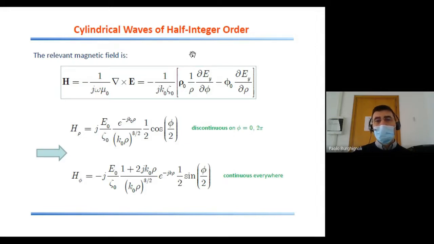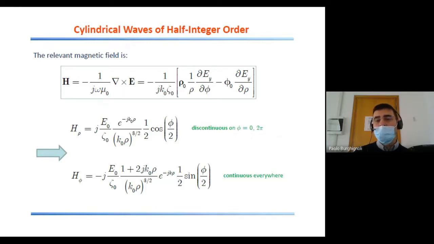in cylindrical coordinates, the magnetic field will have the rho component and the phi component, and the rho component turns out to be proportional to the sine of psi over 2, as the sine of phi over 2 is continuous everywhere. It's continuous also when phi is equal to 0 or 2 pi.